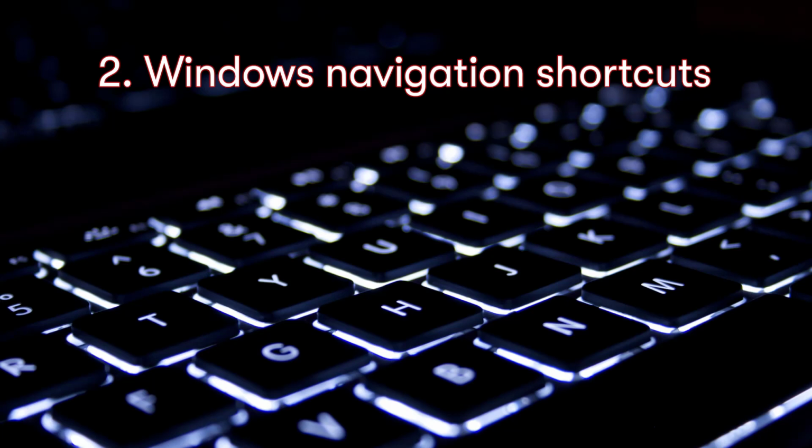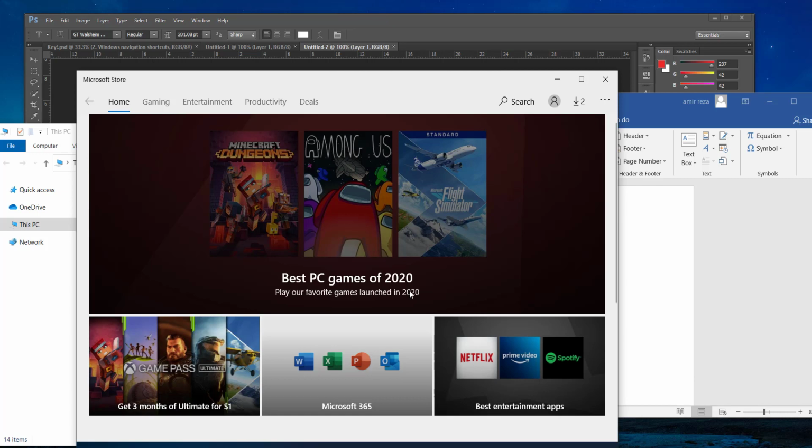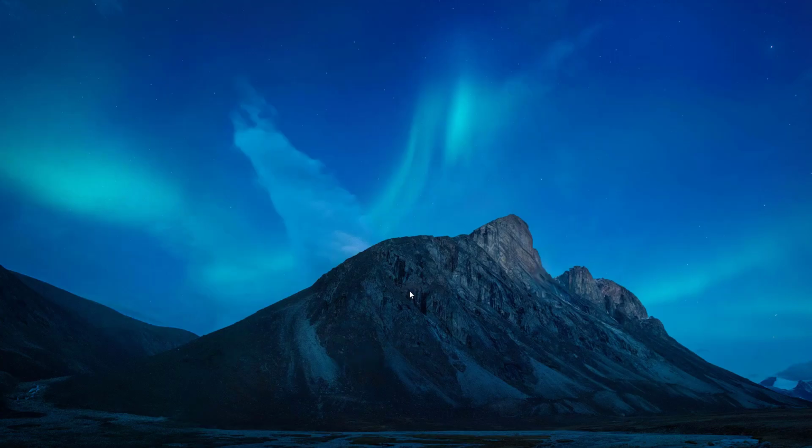Second part is Windows navigation shortcuts, which includes 5 navigation shortcuts. First one is Windows plus D. This combo minimizes all your open windows and brings your home screen into view. Here I have multiple windows and my screen is really messy. If I want to minimize all these windows, I can press Windows and D. And if I want to bring them back, again, Windows and D.